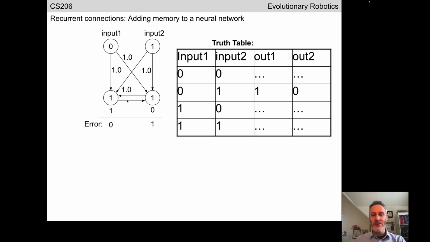Let's go back to our cartoon example before. In this example here, when we supply an input of 0 and 1, 0 and 1, we want the network to output 1 and 0, 1 and 0 down here. At this point in time, our network is getting it half right. The first output neuron is correct, but the second output neuron is incorrect.